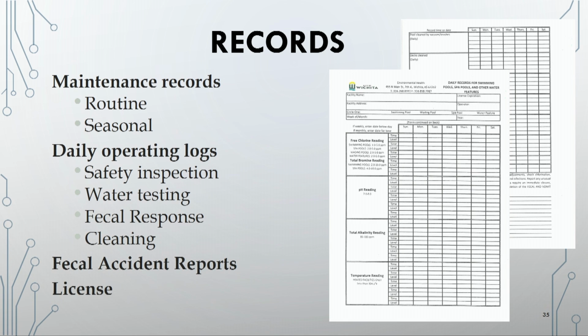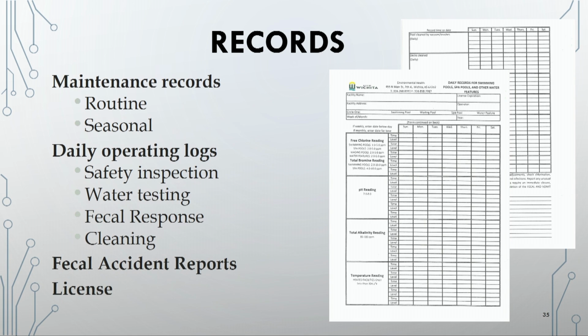This is an example of a sheet of what the pool operating log looks like. You want to put in anything that's in the daily operating log, such as safety inspection, water testing, fecal response, and cleaning. These are also the records that will be kept with this. A lot of the reasons violations happened last year is because a lot of people weren't keeping daily records current or at all. Some of them would be from 2021.